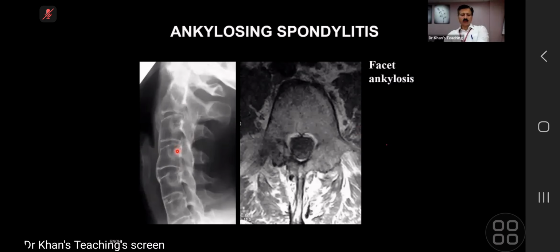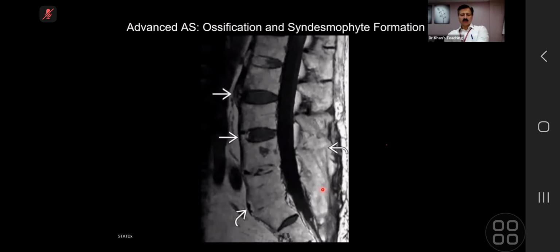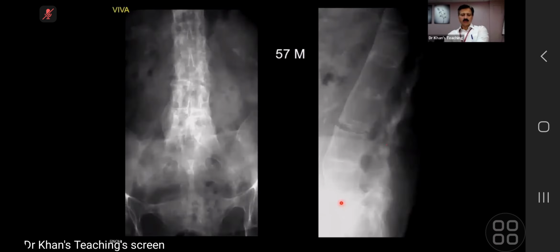X-ray of an advanced case, completely ankylosed. These syndesmophytes. Look at the facet joints. They are also ankylosed, the posterior elements are ankylosed. And when you see an MR axial, all facet joints are completely ankylosed. Similarly here also. Very, very, very important and a good case for your exam.